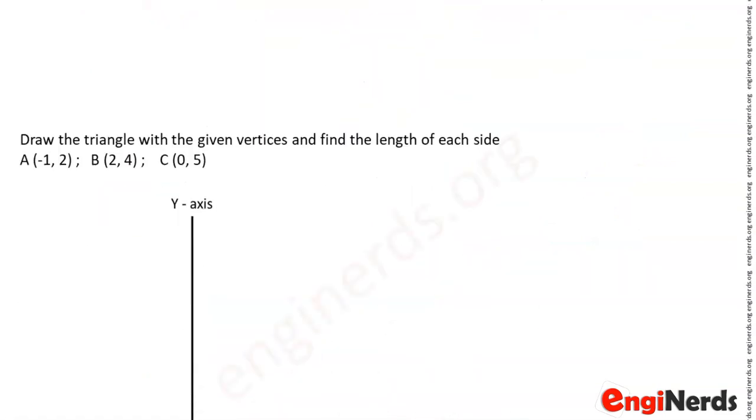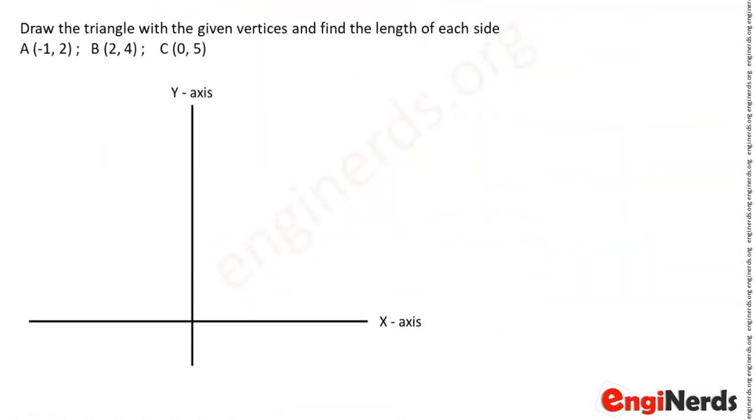No? So, we have another problem here. Draw the triangle with the given vertices and find the length of each side. So, pareho lang nung unang ginawa natin. No? Nagbago lang yung mga given points natin, yung mga vertices ng triangle. So, ilolocate na natin ngayon muna itong mga points natin. So, yung A natin is on negative 1, positive 2.